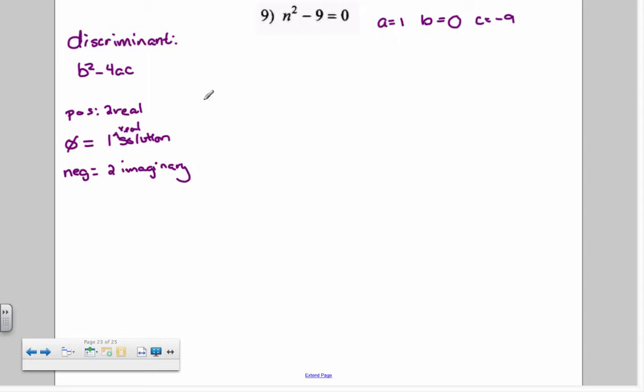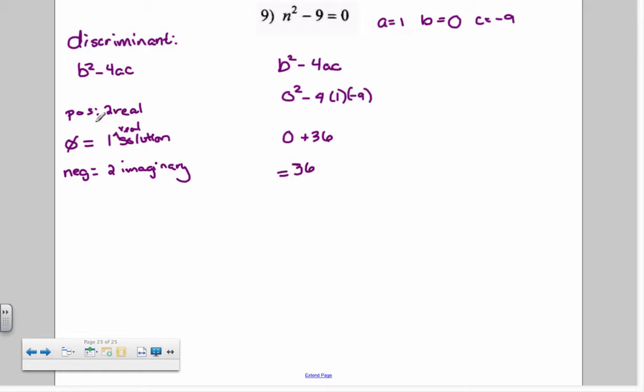Let's go ahead and we can plug these things into the discriminant, b squared minus 4ac. So b squared is 0 squared minus 4 times a, which is 1, times c, which is negative 9. Well, 0 squared we know is 0. And here we have 4 times 1 times negative 9. Well, 4 times 1 is just 4. And 4 times 9 is 36. Now this is a negative 36, but we have minus negative 36, so it becomes plus. So here we find that our discriminant value is actually 36.